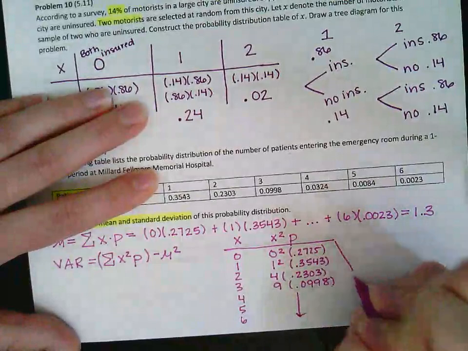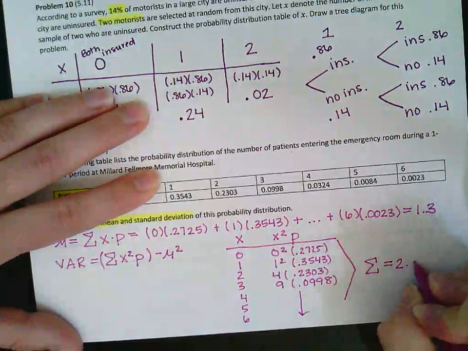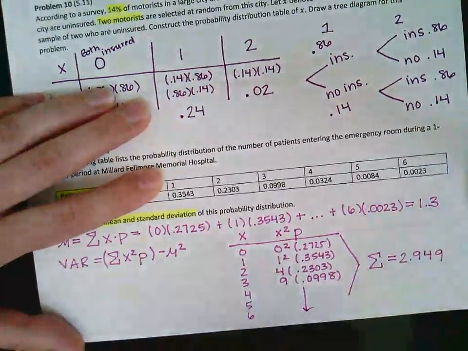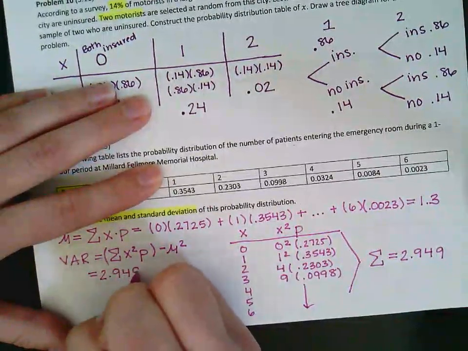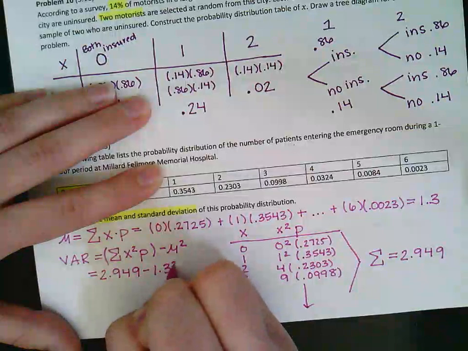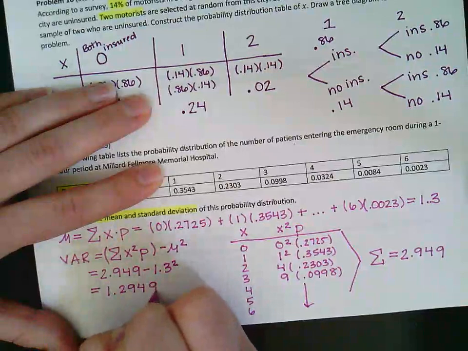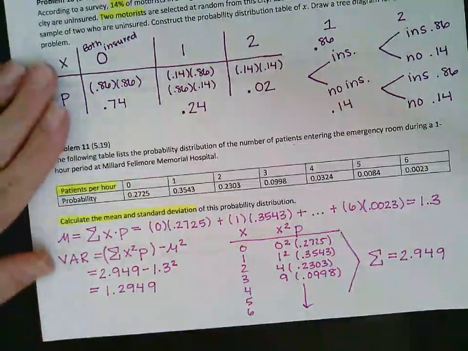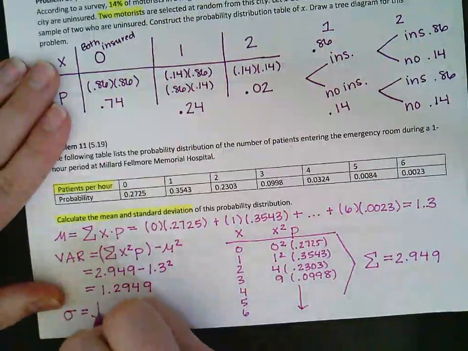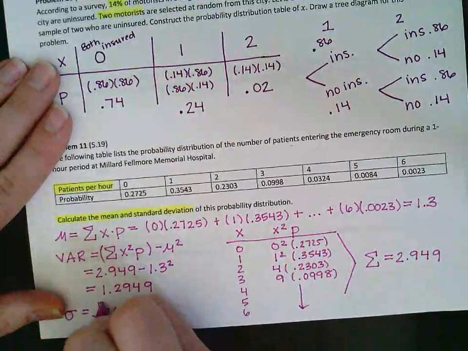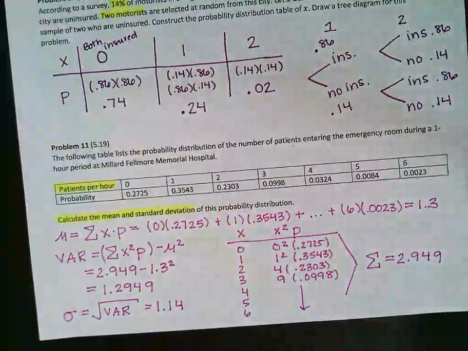Okay, when you add these up here, you get 2.949. That's my summation here. So I get 2.949 minus 1.3 squared. And there I get my variance. Last thing it wants me to find is my standard deviation, which is just the square root of your variance. And that's 1.14 if I just take that to 2 decimal places.